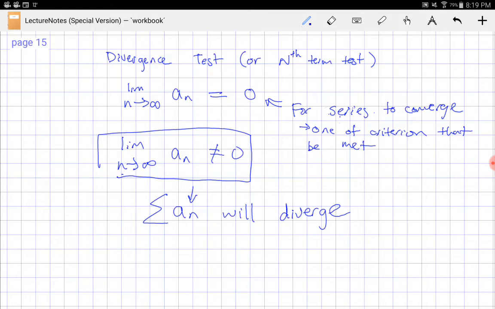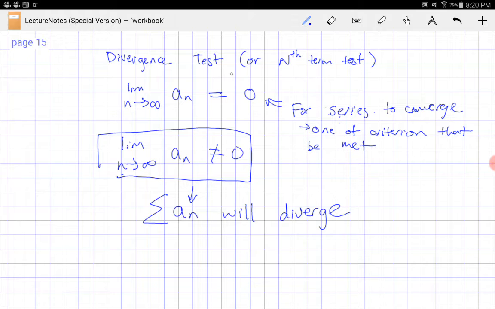And it's a rather simple test. This is always run regardless, because I look at the series and I think about how the sequence is behaving as n goes to infinity, and I know that if it doesn't go to 0, I don't even need to bother with any of my other tests. This test will tell you immediately whether a series diverges.